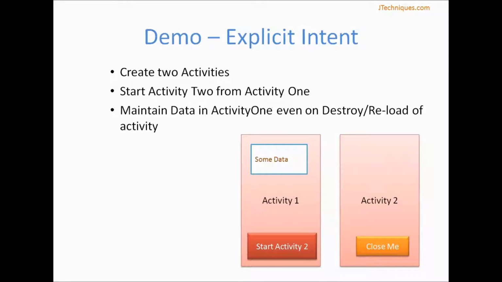Let's look at a code demo for explicit intent. We will create one more activity called activity 2, and we will add a button in activity 1. When you click on this button, it loads activity 2, and we will look at the ways to store the data inside our activity 1, and how we can restore this data when Android destroys our activity and recreates it. Generally, when we change the orientation of the phone from portrait to landscape, Android will destroy the activity and recreate it to display it in a different orientation.